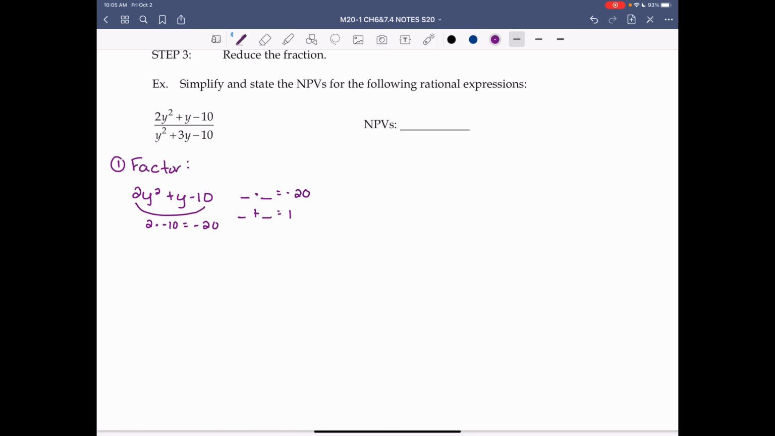They might be one positive, one negative, but they're 1 away. So for negative 20, if we had 5 and negative 4, that would multiply to negative 20, and 5 plus negative 4 would add to 1. Those are our numbers. Now we need to use box method or decomposition. I'm going to use box method.